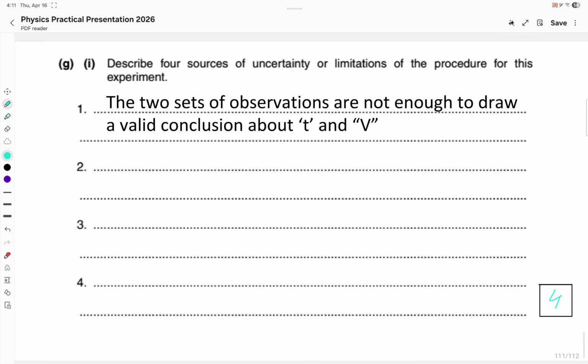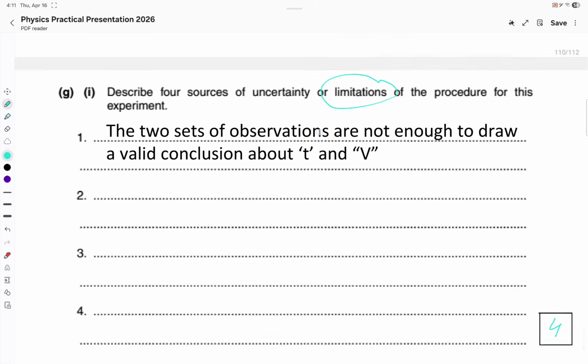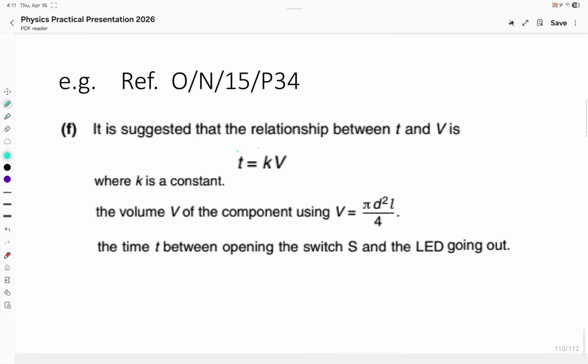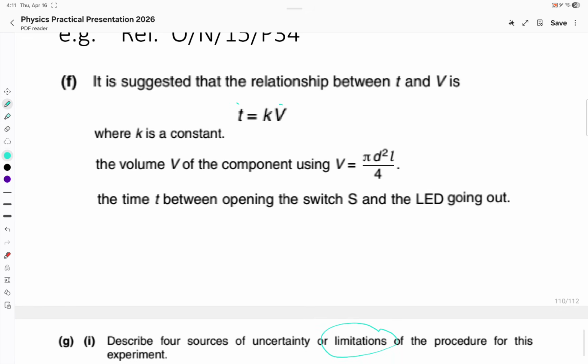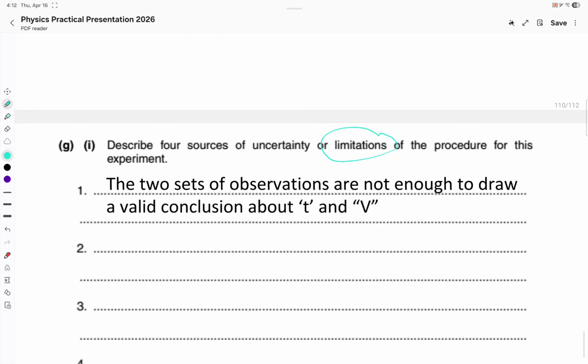One evergreen source of uncertainty or limitation is that you are asked, particularly in question number 2, to provide just 2 sets of observations to compile your result, to summarize your result, which is not fair enough. So the 2 sets of observations are not enough to draw a valid conclusion about T and V, because a relationship holds between T and V. But let me show you the wrong physics but the correct English for this particular part.